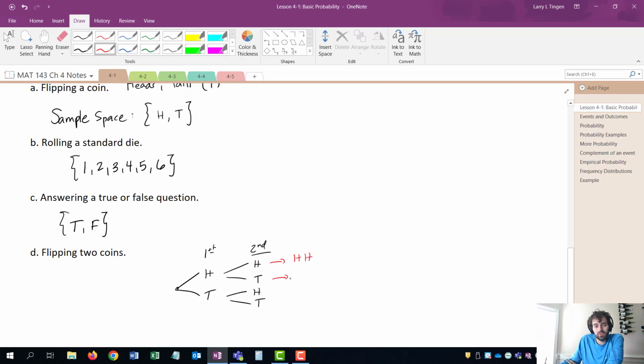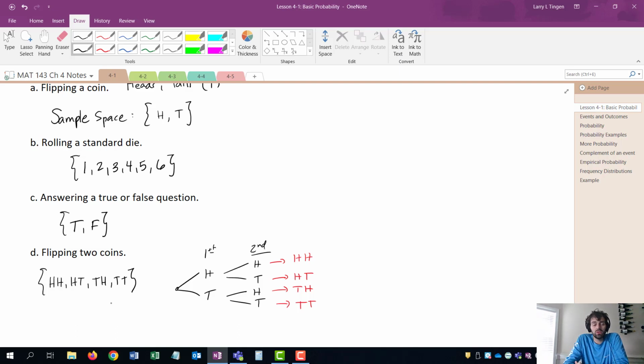Next, heads then tails. Next, tails then heads. And then the last one, tails and tails. So my sample space is heads heads, heads tails, tails heads, tails tails. I want to introduce that because I want you to see that the outcome doesn't have to be just a single element. It doesn't have to be just heads or just tails. Now I'm flipping 2 coins.